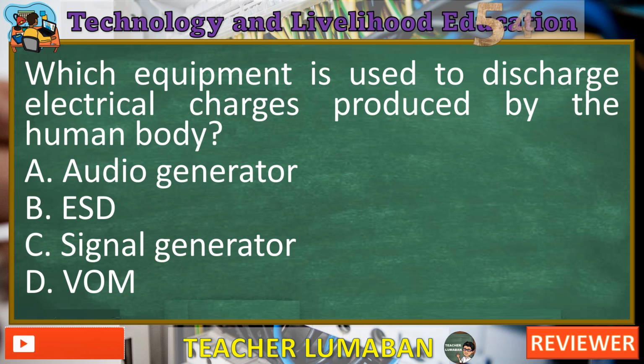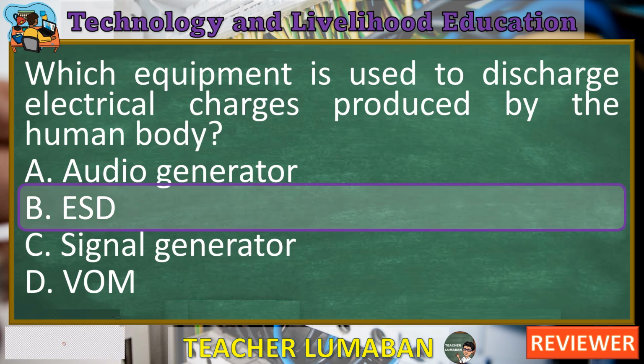5, 4, 3, 2, 1. The correct answer is B. ESD. Explanation. ESD stands for electrostatic discharge. It refers to the sudden flow of electricity between two electrically charged objects caused by contact, an electrical short, or dielectric breakdown. In the context of the question, equipment designed to manage or discharge electrical charges produced by the human body is specifically related to ESD.